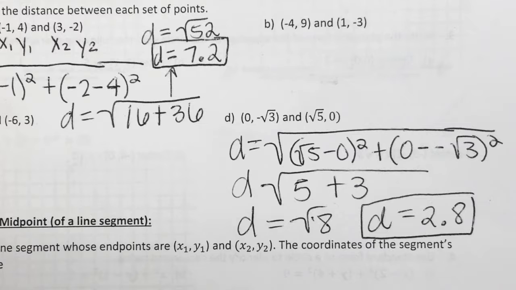So to find distance, you just plug this stuff in. So here, this is the x what? And y1, this is x1, and y2. You just plug it in this formula. B and C. Go ahead and do those.